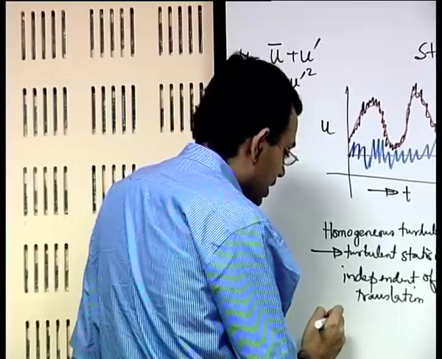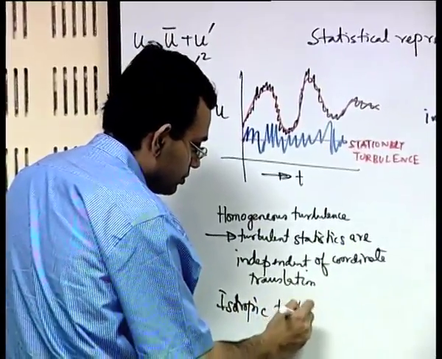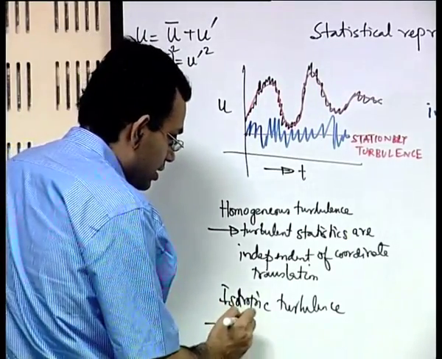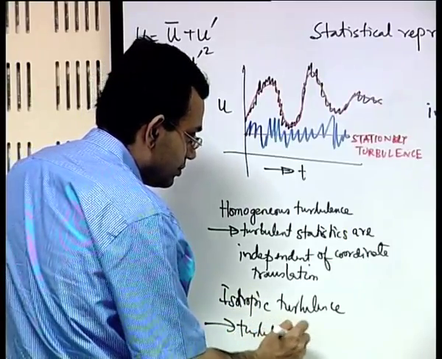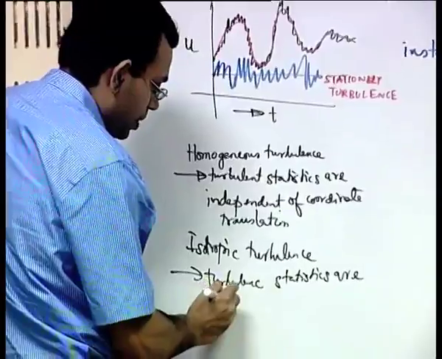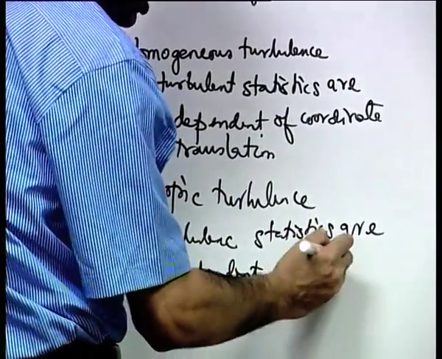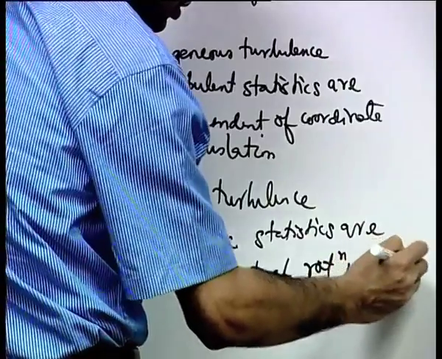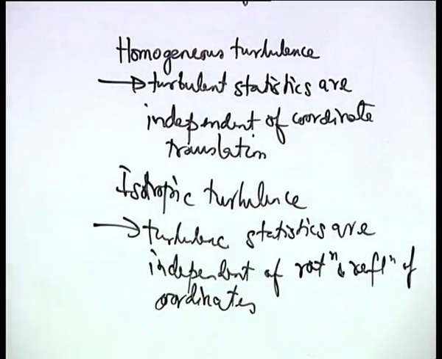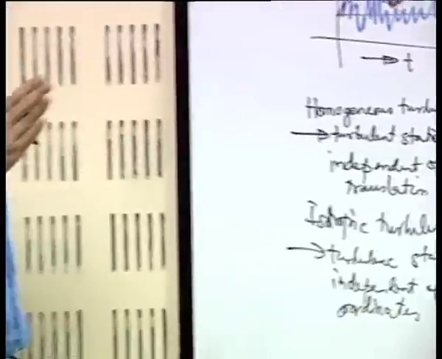Now, if we consider something called isotropic turbulence, here it means that the turbulent statistics are independent of rotation and reflection of coordinates. In other words, it means that it is orientation independent, because rotation changes the orientation.